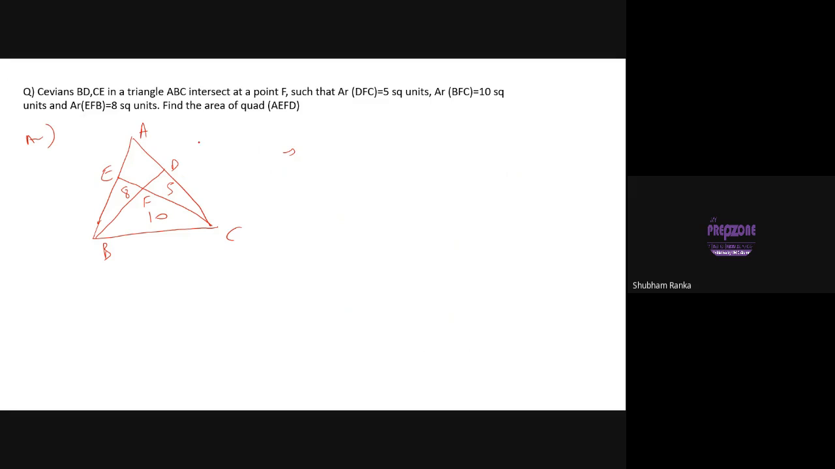So what can be done? Find the area of the quadrilateral. Now directly, obviously, the area of a quadrilateral is difficult to find. Let's just draw a line here. Call this X and call this Y.